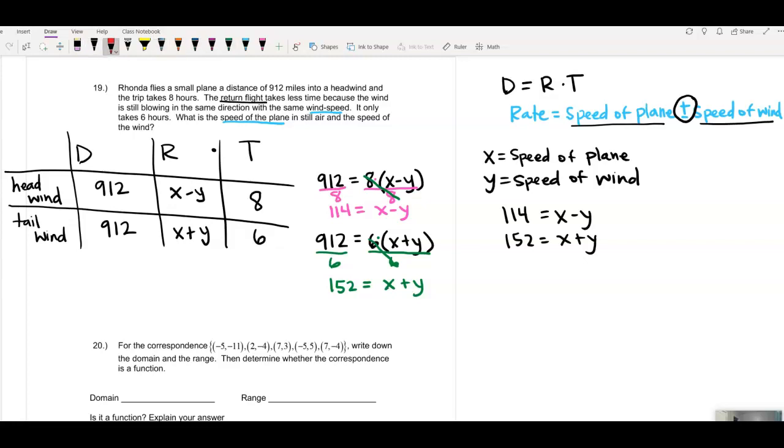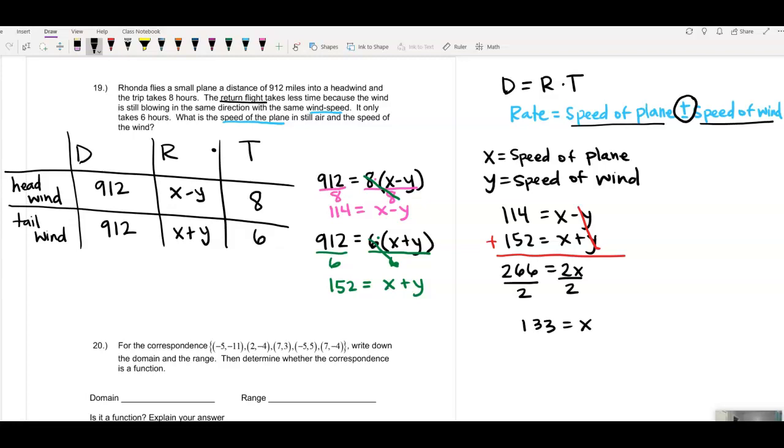But if we were to add these equations together now the way they are, do you see that the y's will eliminate? So that's awesome. That'll make it easier for us to solve. So 114 plus 152 is going to give us 266 equals x plus x is 2x. And then let's divide by 2. So we get 133 equals x.